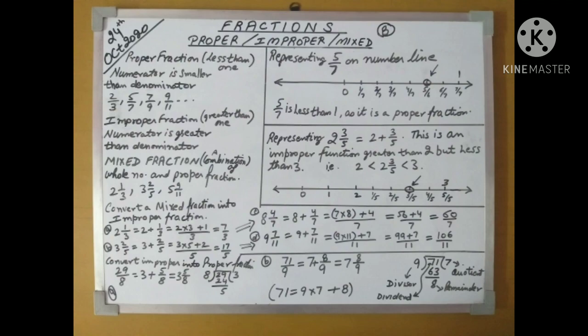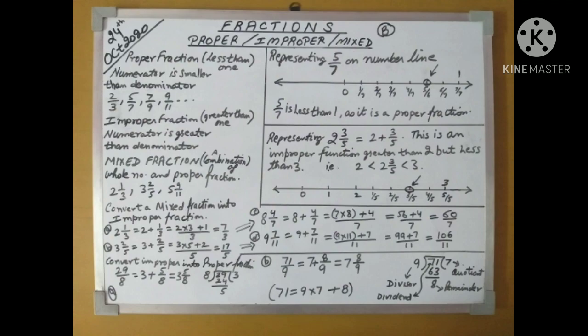Same way, 3 2 by 5 is written as 3 plus 2 by 5, which is equal to 3 into 5 plus 2 whole divided by 5. So this is equal to 17 by 5. The reverse is to convert an improper fraction into a mixed fraction. You just divide the numerator with the denominator, right?